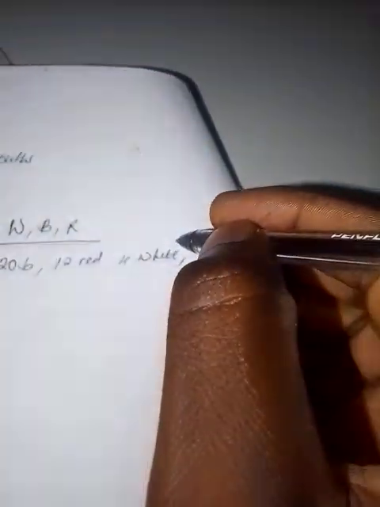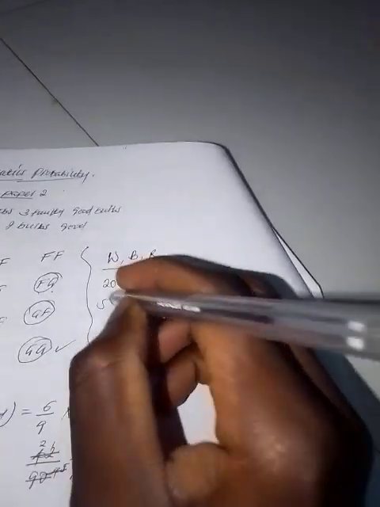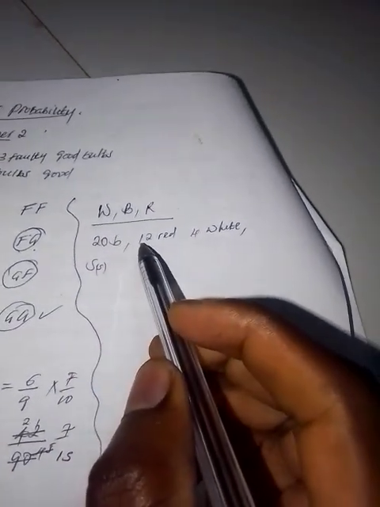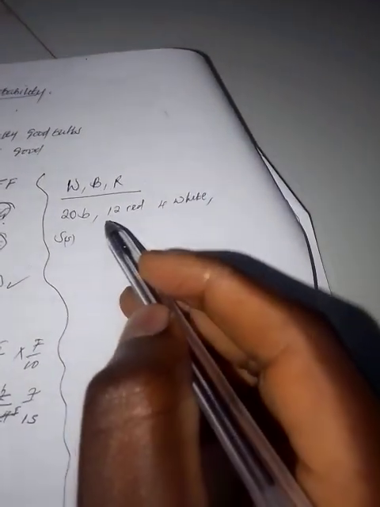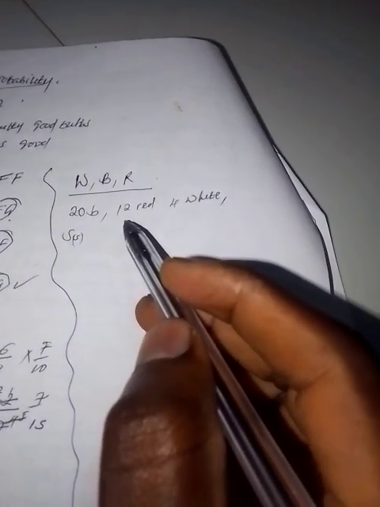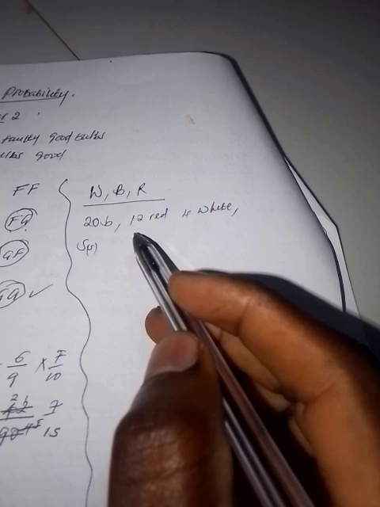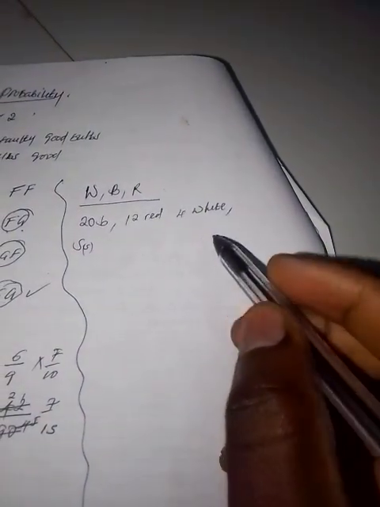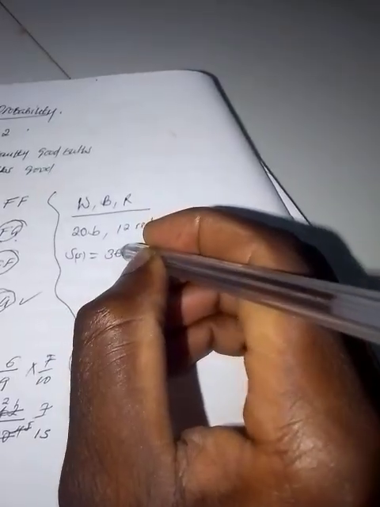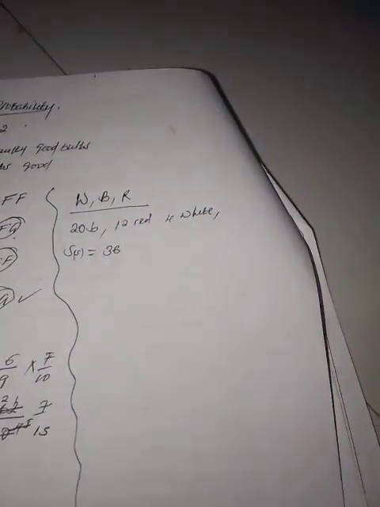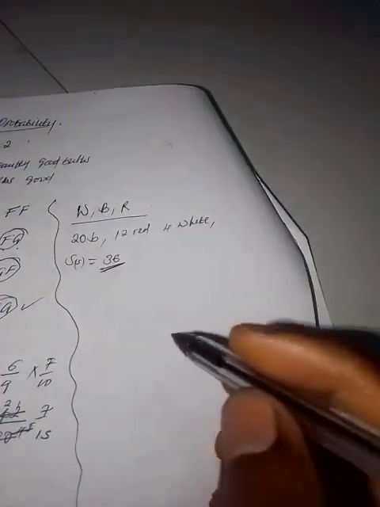So how many of the buttons do we have in total? So that will be our sample space. So we're going to say 20 plus 12 plus 4. So 20 plus 12, that will give us 32. Then plus 4, 36. So our sample space will be 36. Yeah. So now let's go to first question.